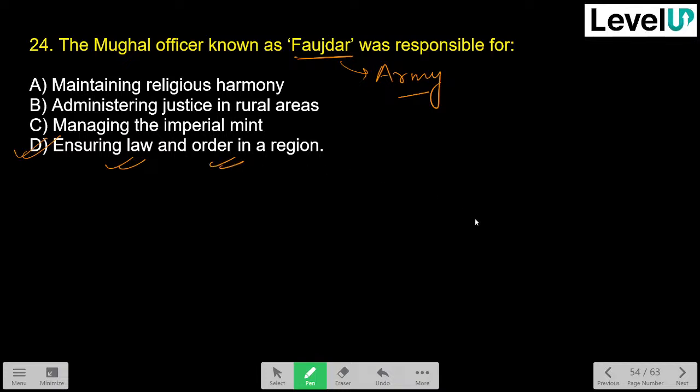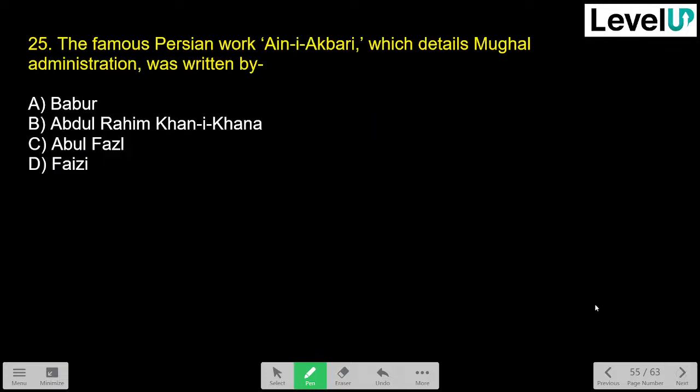So it is now done by the police. But before that, it was done by the Fauj, that is the Faujdar. The famous Persian work Ain Akbari, which details Mughal administration, was written by whom?